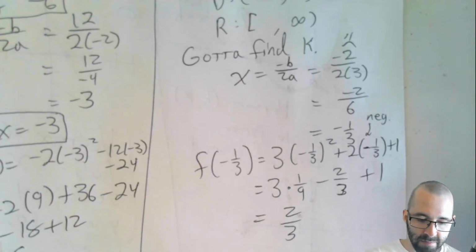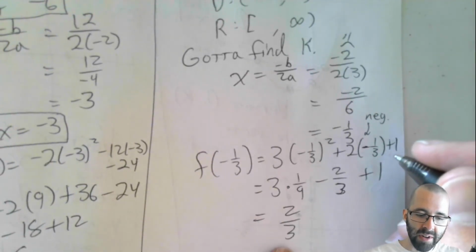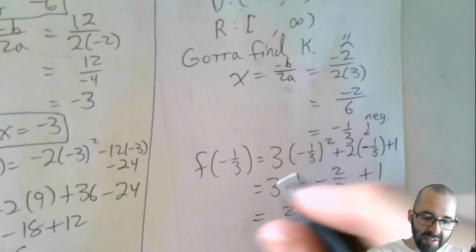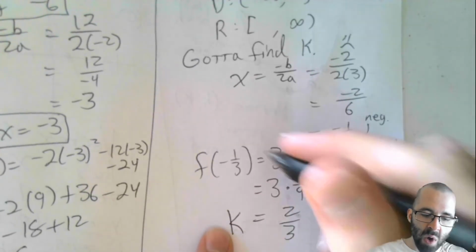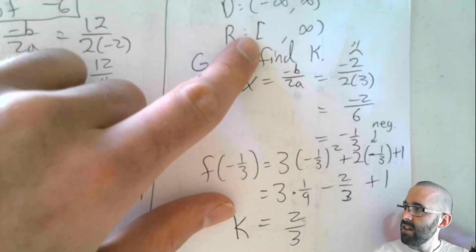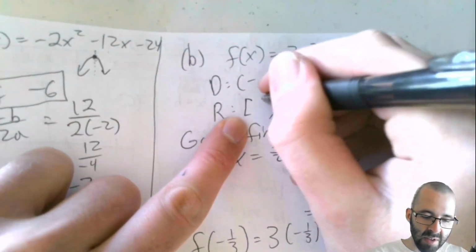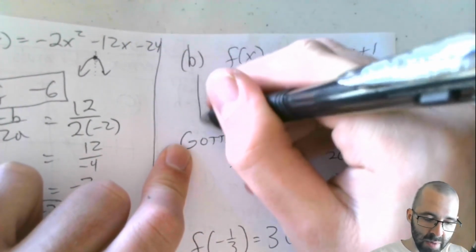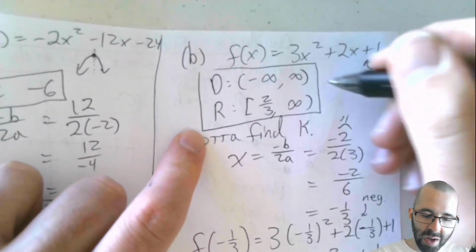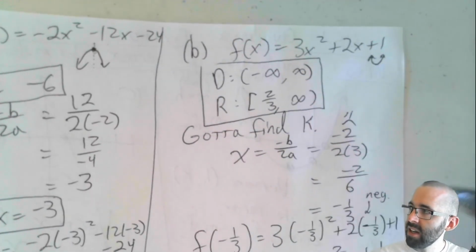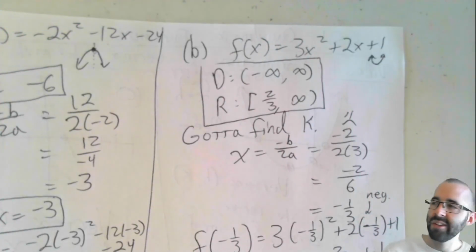Okay? That's the y coordinate. We did all of that, right? This is our value of k. This is a y coordinate at the vertex. Only reason we wanted that is because k goes up here. This is our domain and range. So the answer is way up here. We just had to do a little bit of work to find out what that y coordinate was.